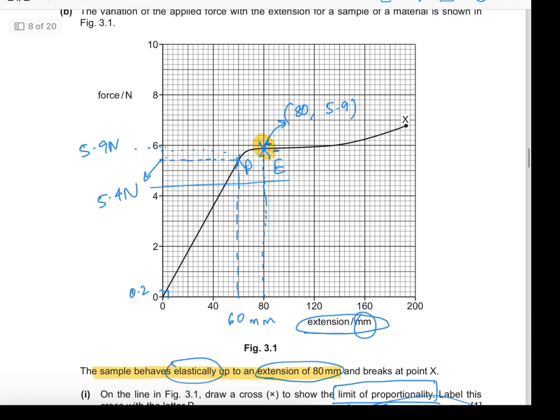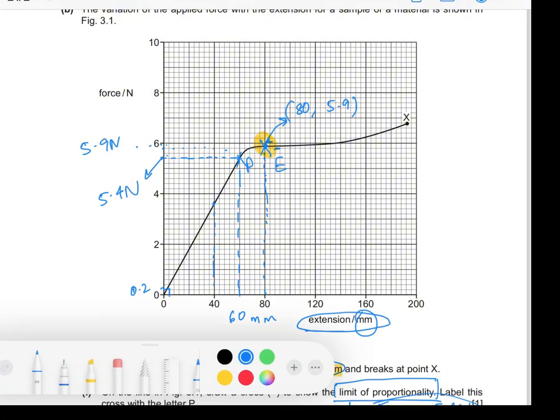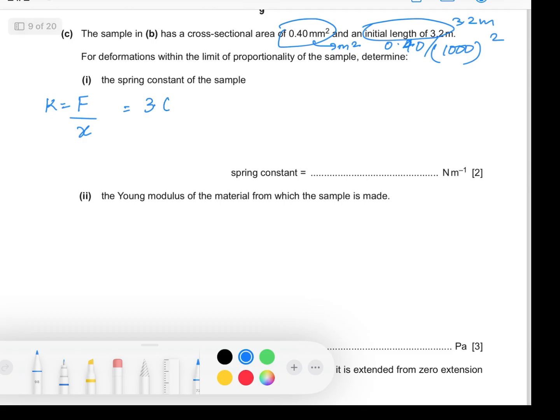You can find the gradient or use any coordinate. Let's see, which one am I going to use? Let me use this coordinate over here of 40 millimeters extension, and this would be 4, 3.8 and 3.6 Newton. So 40 millimeters is 0.04 meter of extension and 3.6 Newton of force, which is equal to 90 Newton per meter.